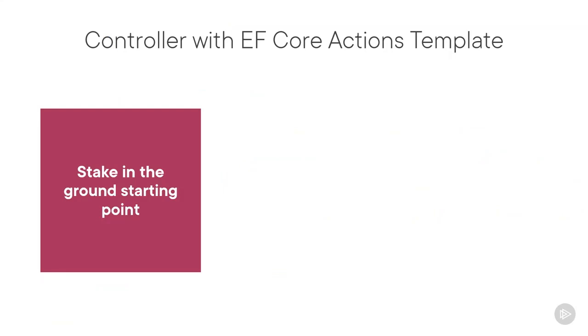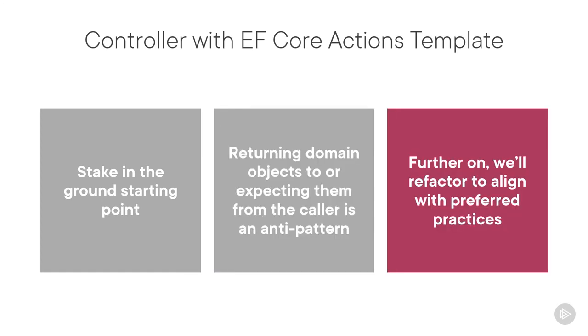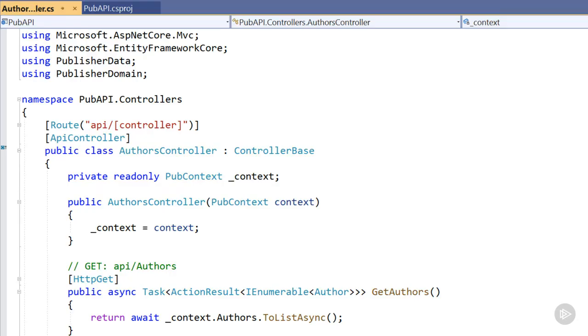I want to forewarn you that while the template-generated code is a stake in the ground, it reflects a bit of an anti-pattern by sending the domain objects retrieved using EF Core back to the caller. But for now, we'll work with the controller as is, just enough to get it running, and then I'll show you how to do a small refactor that will make the controller work more closely to how most ASP.NET developers prefer to use it. I'll scroll through the controller class quickly, and we'll learn more details about what these methods do while we're debugging them and while we're doing some of the refactoring.